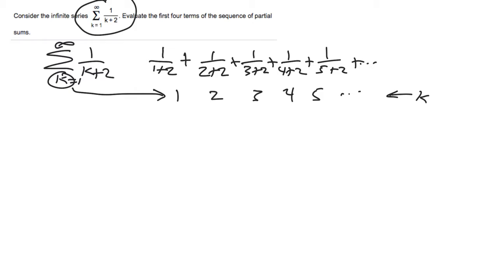So this is what the infinite sum, k equals 1 to infinity, would look like going on forever. Now the sequence of partial sums is just to build this sum one term at a time. So if I were to just take the first term, I would have 1 over 1 plus 2. If I take the sum of the first two terms, it'll be these two guys.